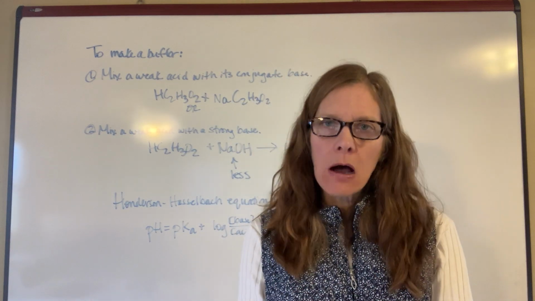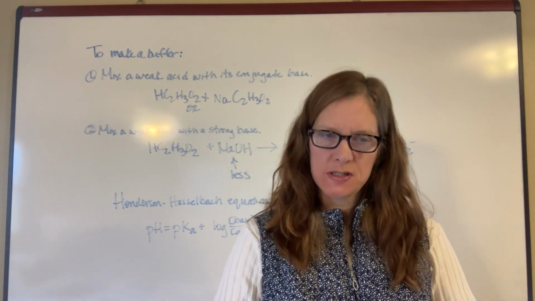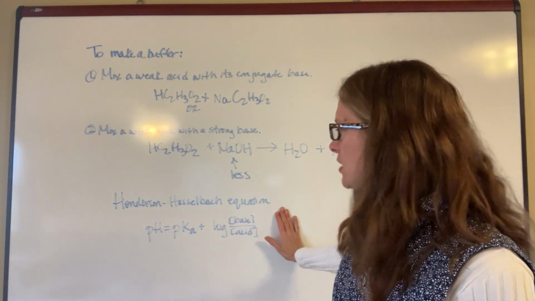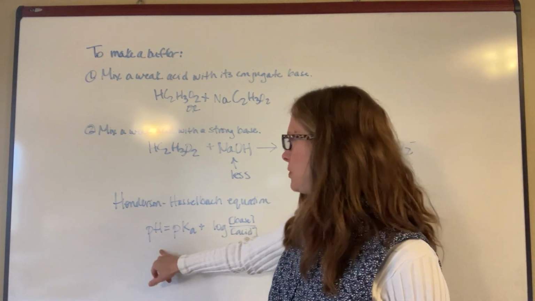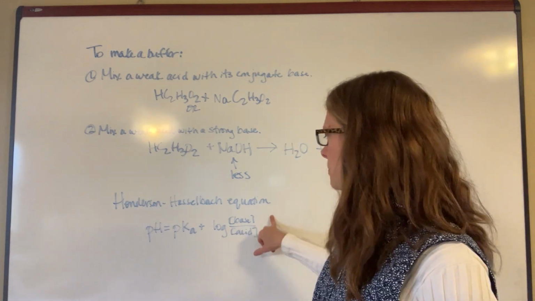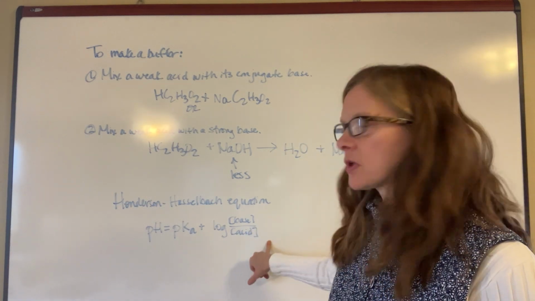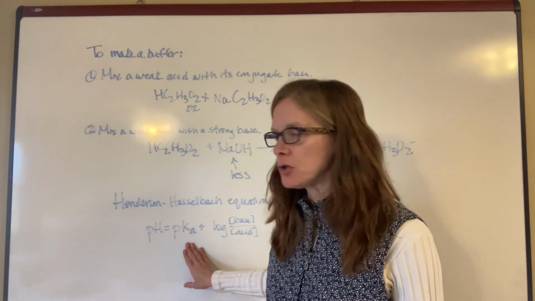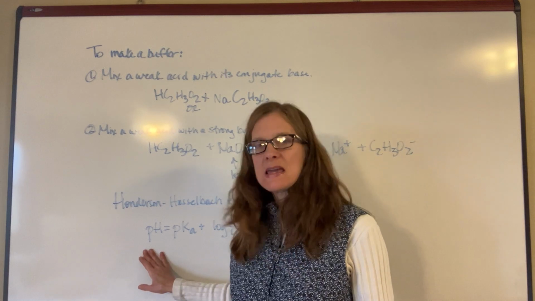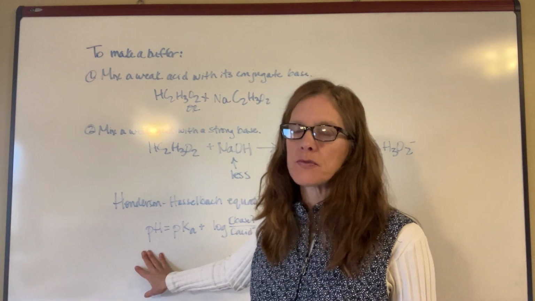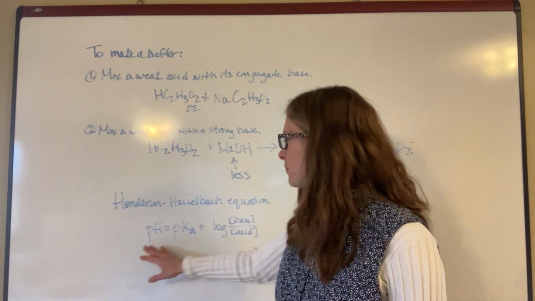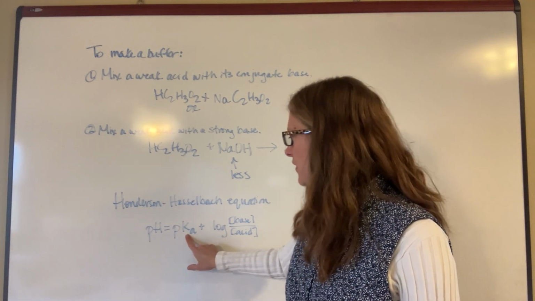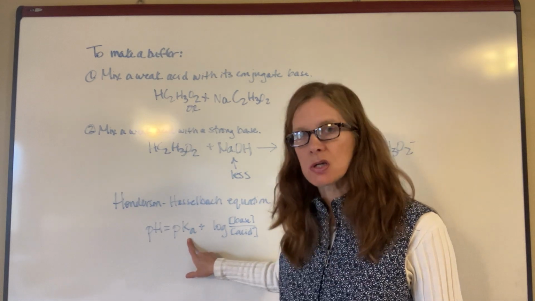Now, we can calculate the pH of a buffer system based on the Henderson-Hasselbalch equation. That equation just says that the pH is going to be equal to the pKa plus the log of the concentration of the base over the concentration of the acid. pKa, again, as you've probably read in your book, you know that pH is the negative log of the concentration of hydrogen ions. The pKa is the negative log of the Ka, which is the acid dissociation constant.